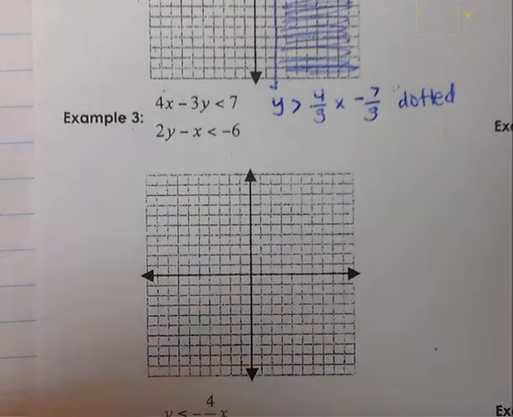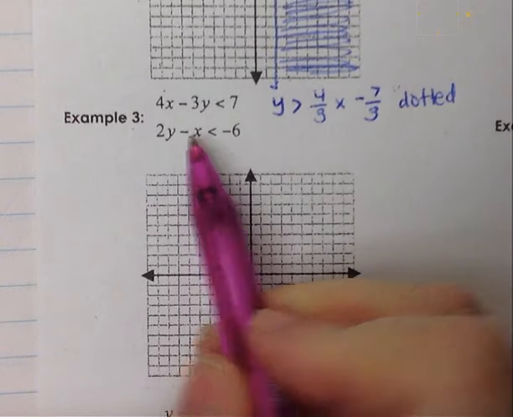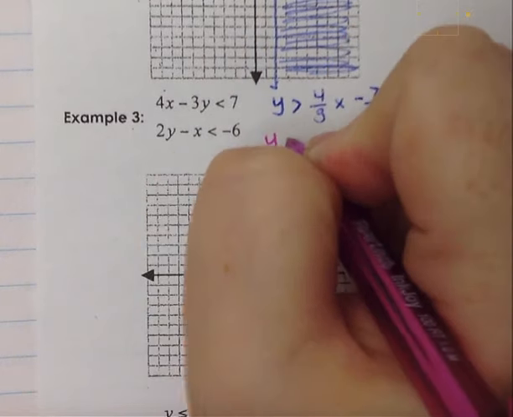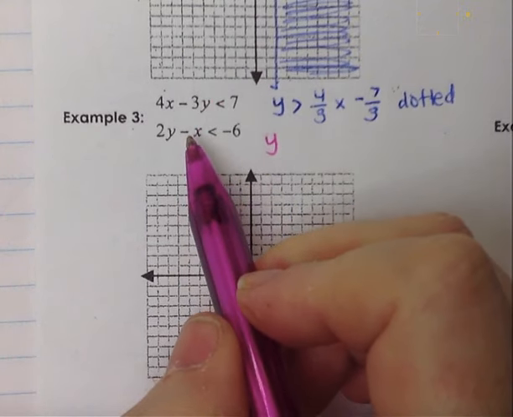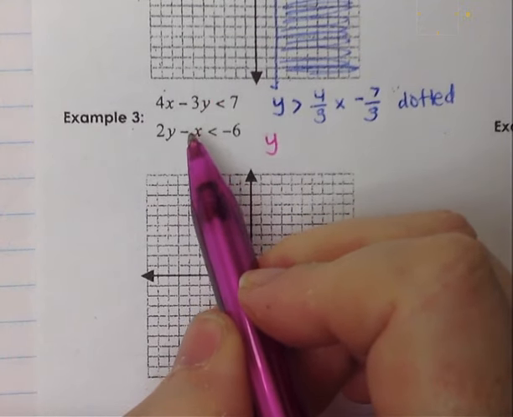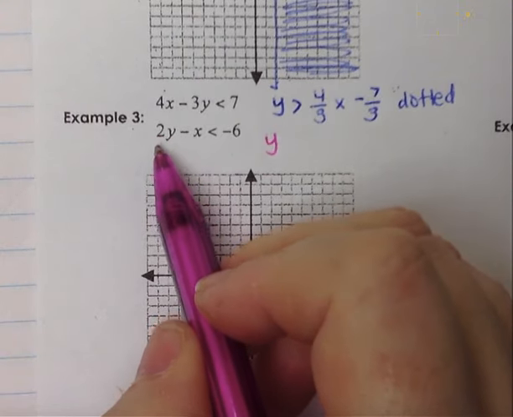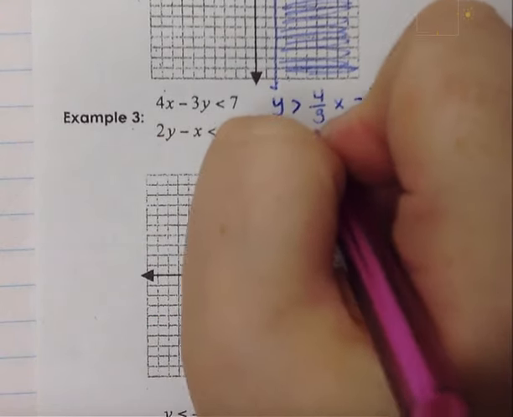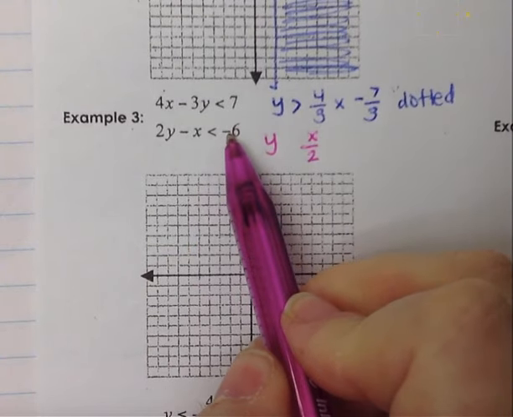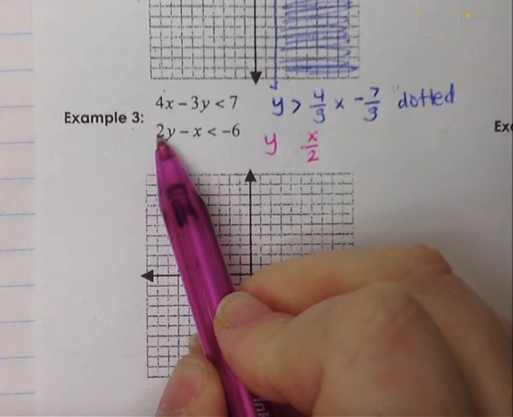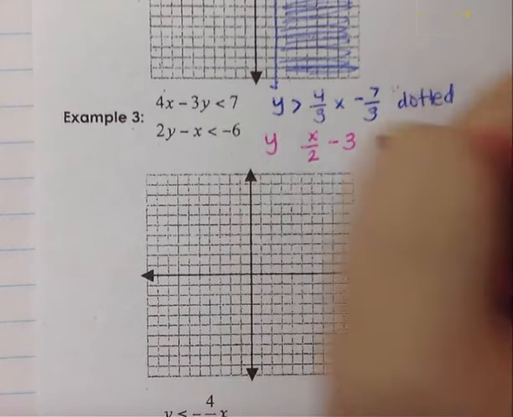So for the next one, the pink, I'm going to go ahead and put my y. I'm going to skip over my inequality for right now. For my slope, I'm going to have to add the x to the other side, so that will be a positive x. Then I have to divide by the 2. So that'll be a positive x divided by 2. Then I have that negative 6, and I'm going to divide it by that positive 2. So a negative 6 divided by 2 is a negative 3.